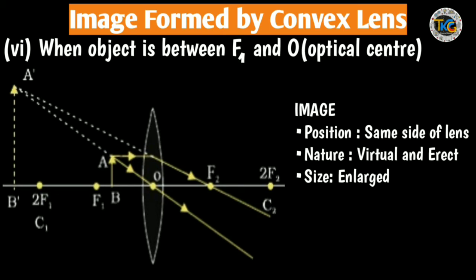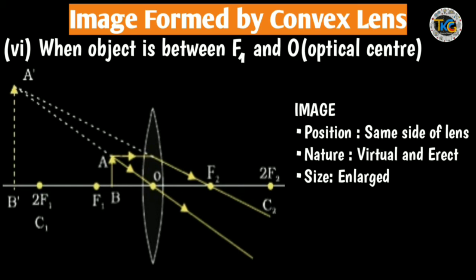Then the third condition, when the object is placed at 2F1, the image is formed at 2F2, and it is the same size as the object, that is, the object height and image height are the same, and it is also real and inverted. Then when the object is placed between 2F1 and F1, the image is formed beyond 2F2. That means when the object moves closer to the lens, the image goes away from the lens. And when the object is placed at focus, the image is formed at infinity. That means the size of the image is enlarged.